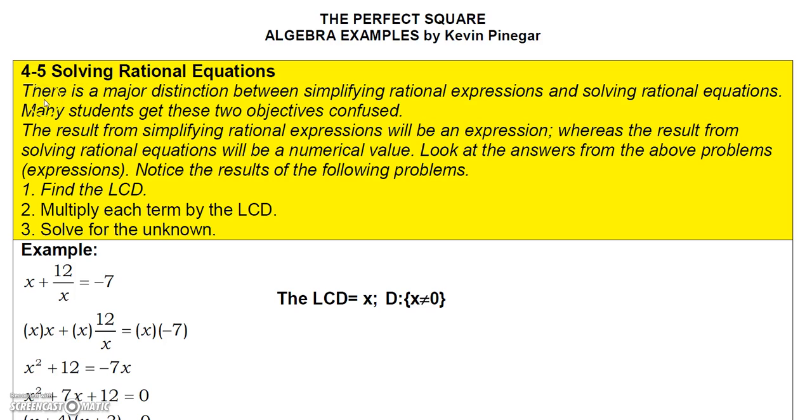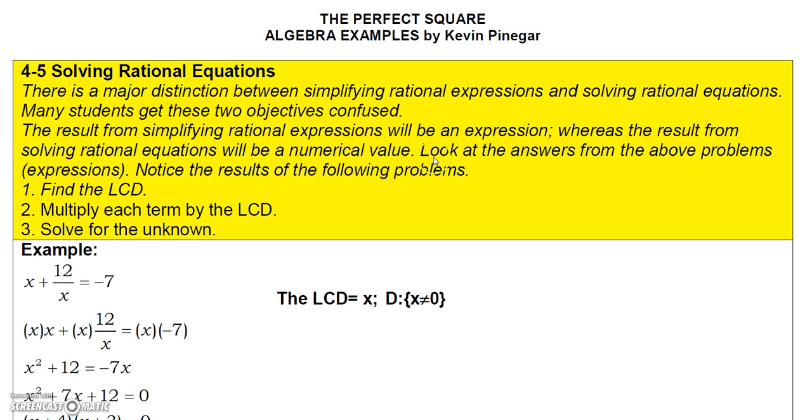Okay, before we get too deep into this, I want you to understand one thing, because this can get confusing. There's a major distinction between simplifying rational expressions and solving rational equations. A lot of people get these confused. The result, when you simplify a rational expression, will be just an expression. But the result from solving rational equations will be a numerical value.